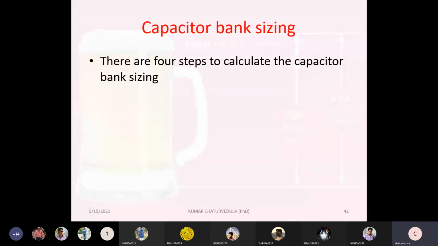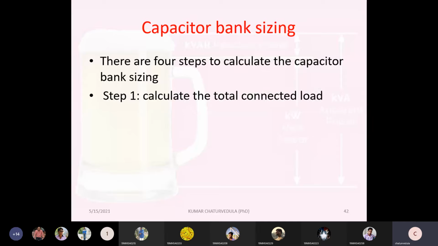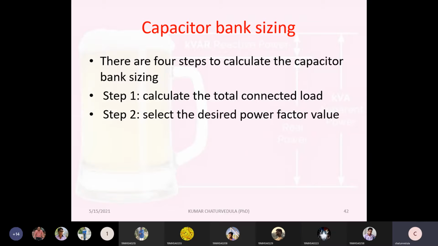There are 4 steps to decide the capacitor bank sizing. The first step is to know the total connected load, so you have to calculate the total connected load. Step 2 is to choose a power factor value, that is, up to how much you want to improve the existing power factor to the new value. Based on that, you decide the value of capacitor required to achieve that power factor.